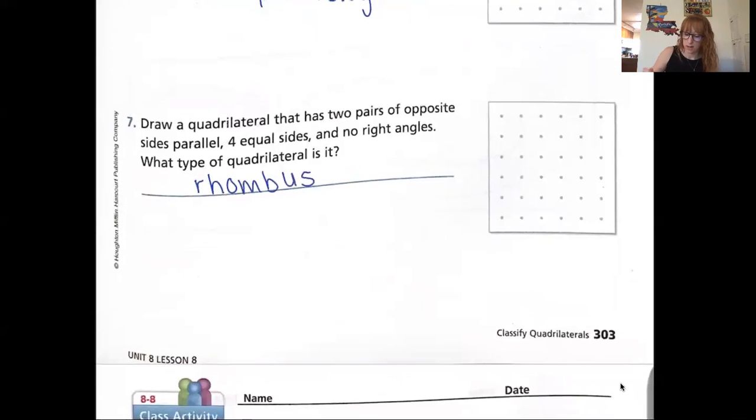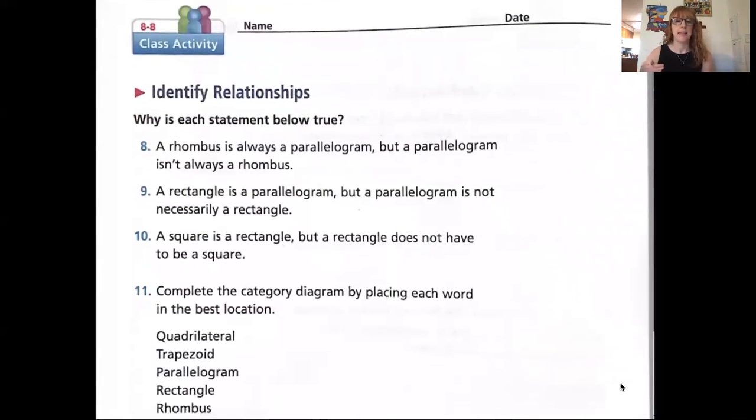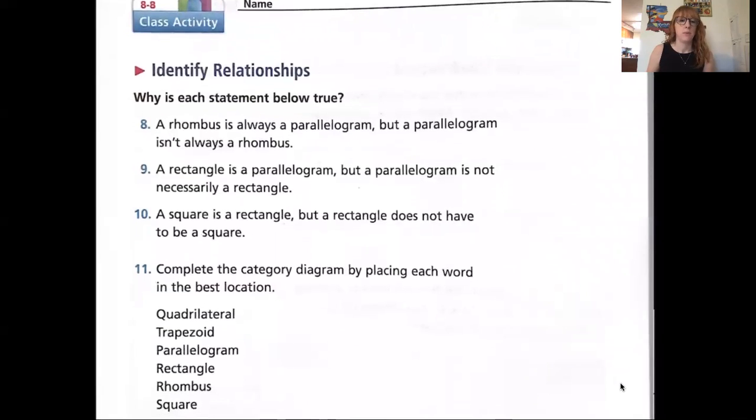And then I would highly recommend that you use a ruler to double check the length of your rhombus, because I can't guarantee that it has equal sides, and that's really important that you make sure that you have equal sides on your rhombus. Okay, now 8, 9, and 10 we just talked through. So we want to explain why each statement is true.